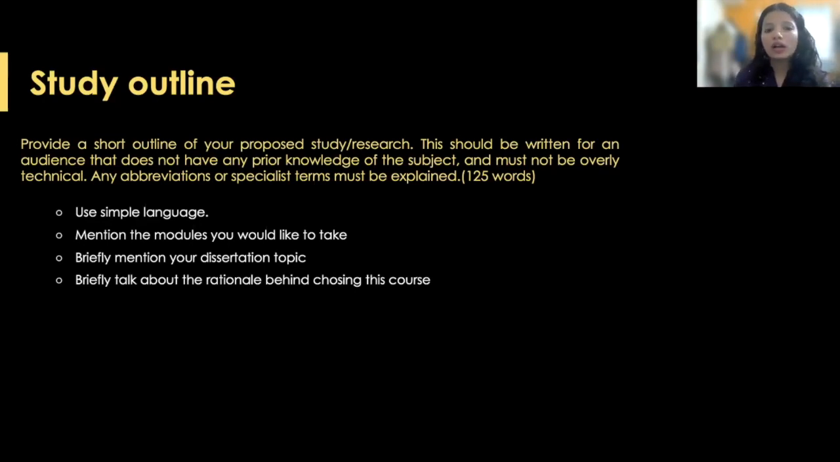You can also mention your dissertation topic, any important skill, or you can also briefly talk about the rationale behind your course. So maybe your past experience has propelled you towards taking up this particular course, or maybe it's about a knowledge gap that you want to fill. So very briefly, you can talk about why you want to choose this course and keep it very brief. It's just 125 words. So a very brief outline of what you aim to achieve through the course.